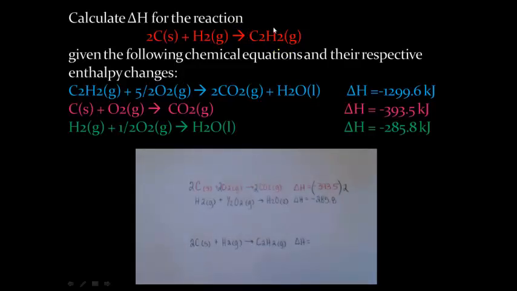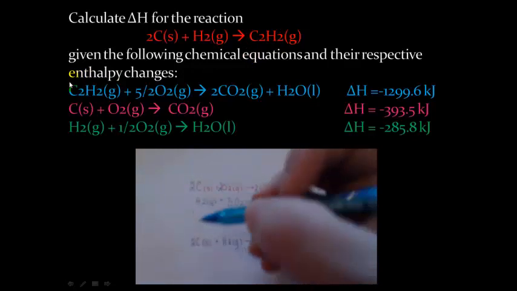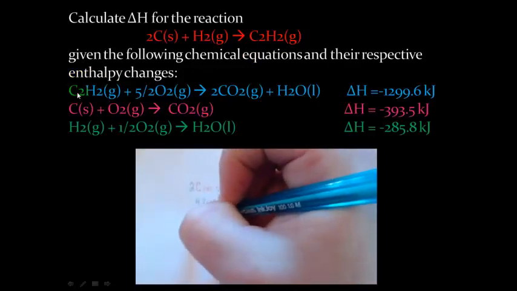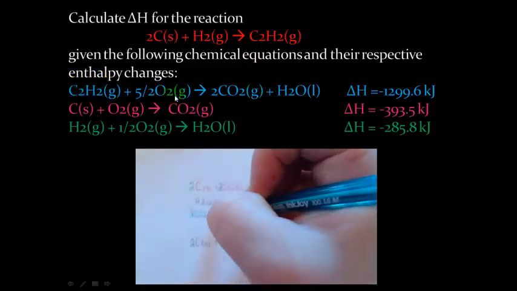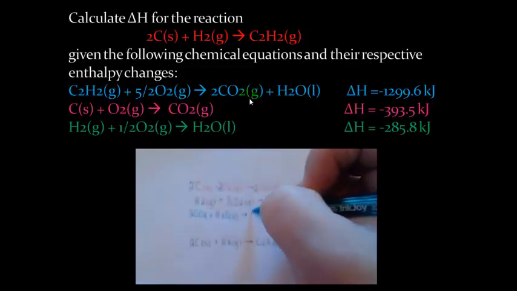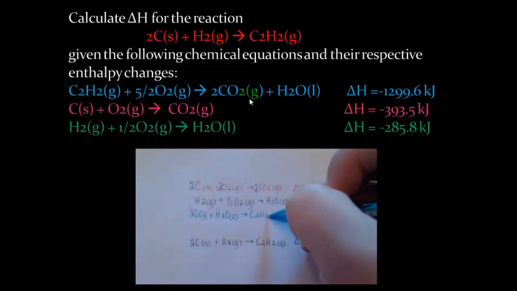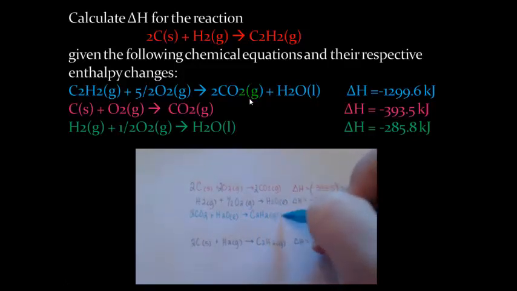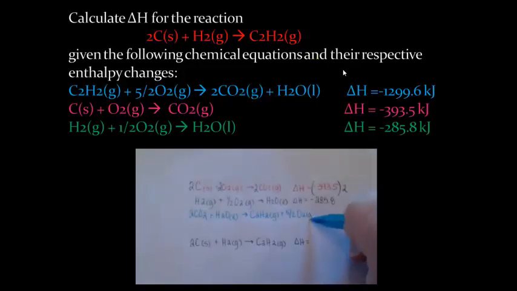Lastly, we want C2H2, but we need it on the right side of our equation. So we take the first reaction and we're actually going to flip it so that C2H2 is on the right side of the equation. And since we flipped it, our delta H must now be changed to positive 1299.6 kilojoules.